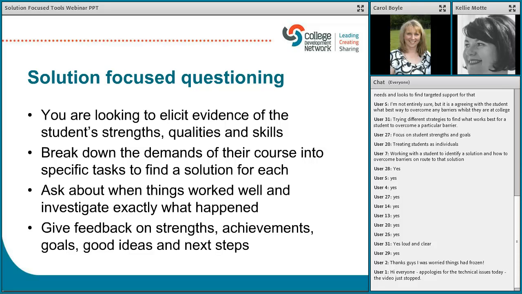Ask about when things worked well for them in other situations, like at school, and really get specific and investigate exactly what happened so that you can draw on that as a useful resource. Also, give the student feedback on their strengths, their achievements and goals, and good ideas that they have. You often find when you give that back to the student, it elicits more of that kind of information. And we also need to look at very specific next steps: again, breaking down to specifics of tasks, what to do next, what to look at, what to try.